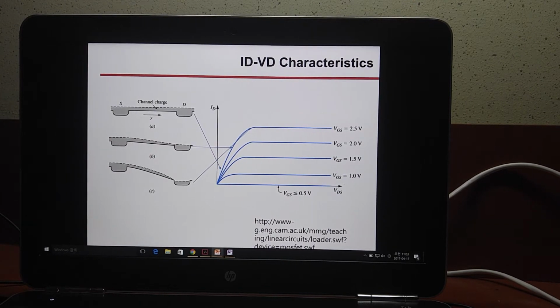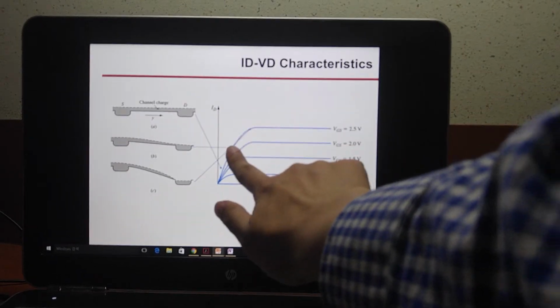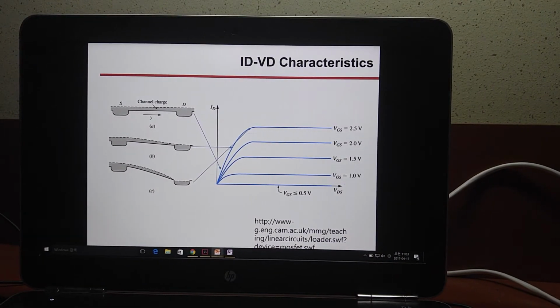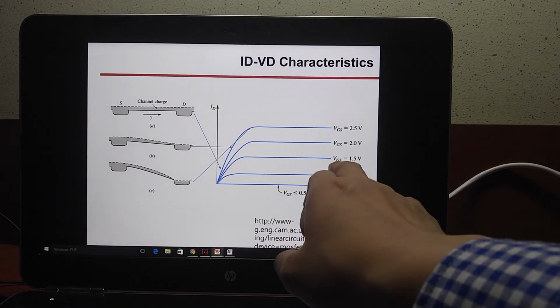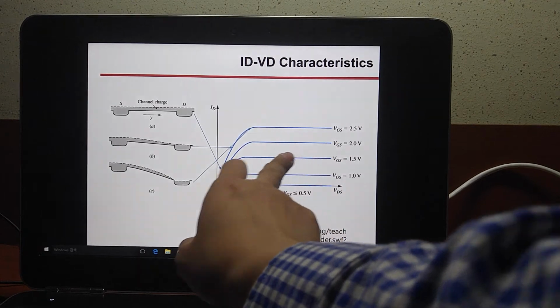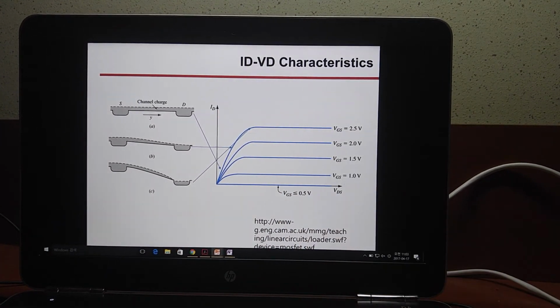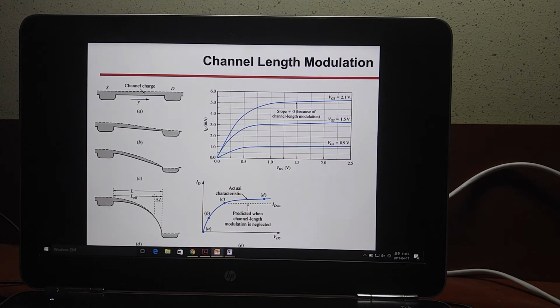and we call this region the triode region, the linear part. And after a moment, the drain current will be stable regardless of the gate-source voltage. Here, it looks stable, and we call this section the saturation region.